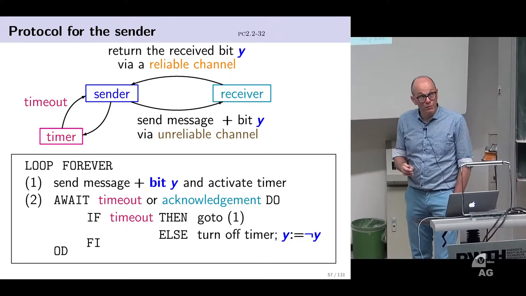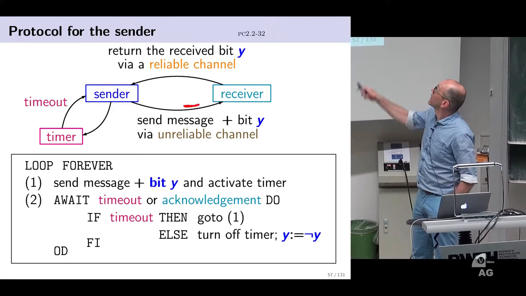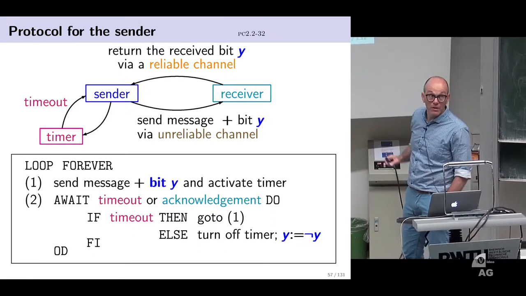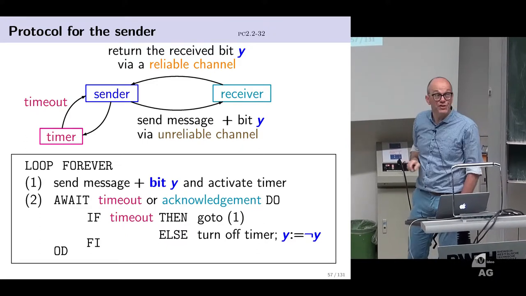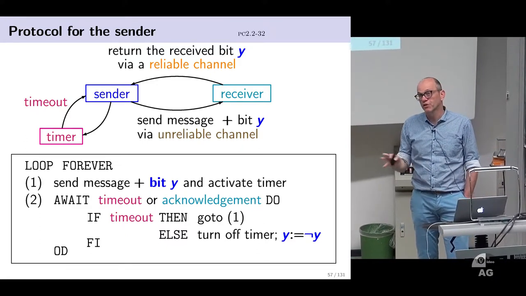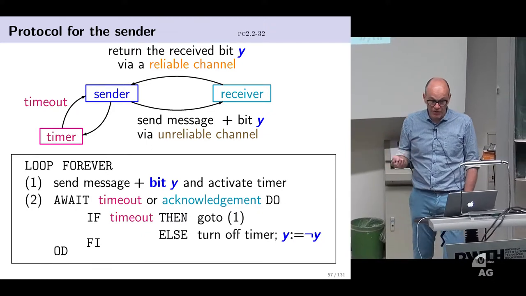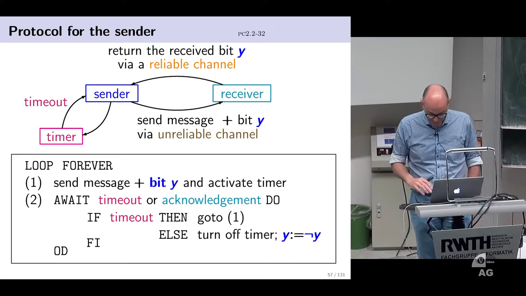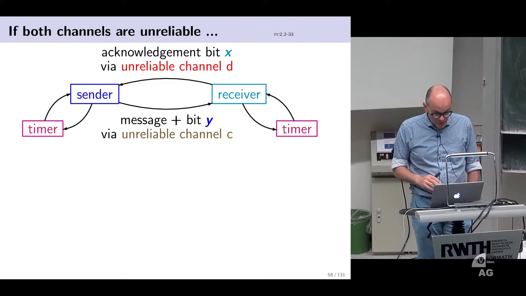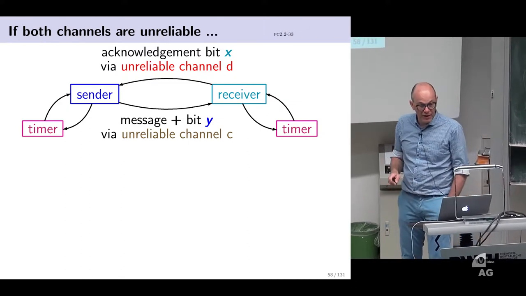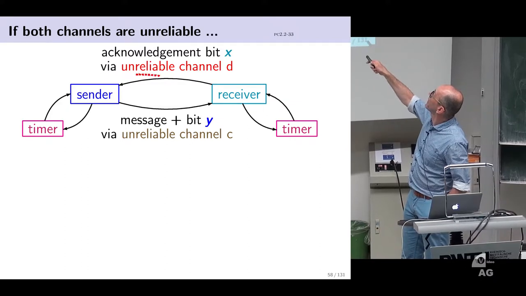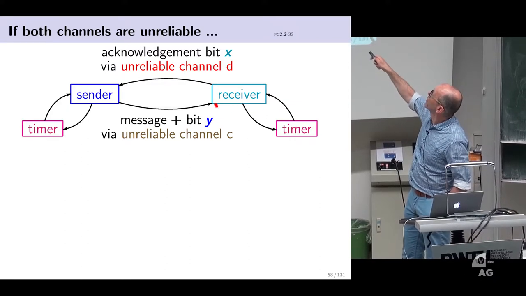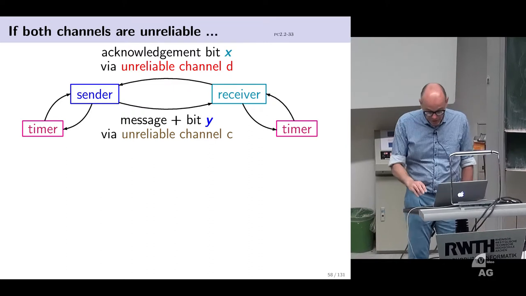Good. I'm assuming here, for the sake of simplicity, that this acknowledgement channel is reliable. That means if the receiver sends as acknowledgement the bit Y, it will be received by the sender. So for the sake of simplicity, I'm assuming that that channel is not unreliable. If both channels are unreliable, then you need to equip your model with an extra timer here that says something like, I have received this, and now I can also acknowledge from the other side. So this is not what I'm going to consider.